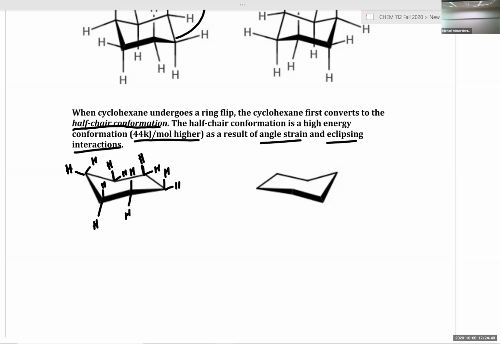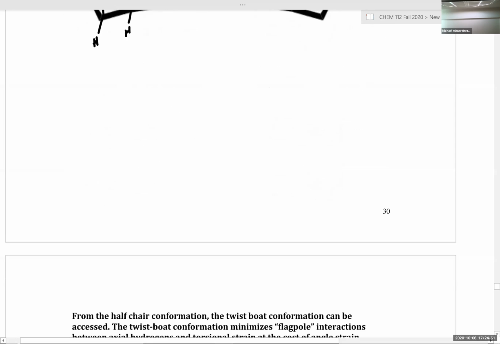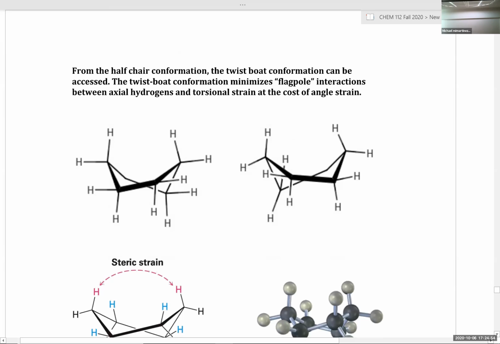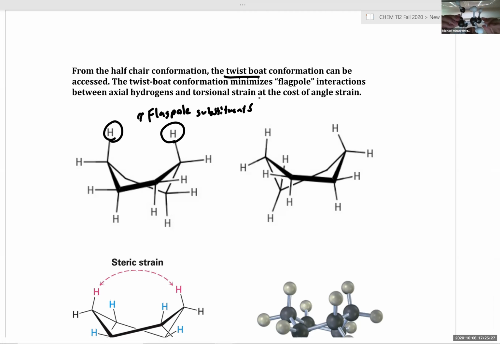Okay. So continuing on with this process, from the half-chair conformation, we next adopt what is known as the Twistboat conformation. The Twistboat conformation, as its name implies, is designed in a way to stagger and separate what are known as these quote-unquote flagpole substituents. So let me show you the process for getting to the Twistboat conformation.